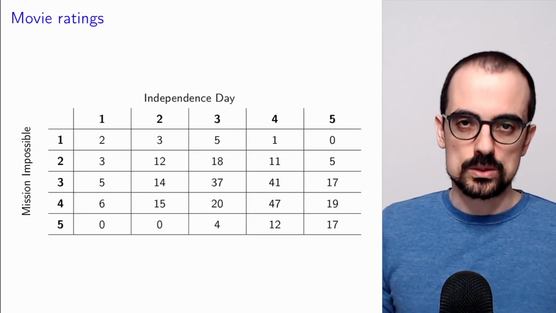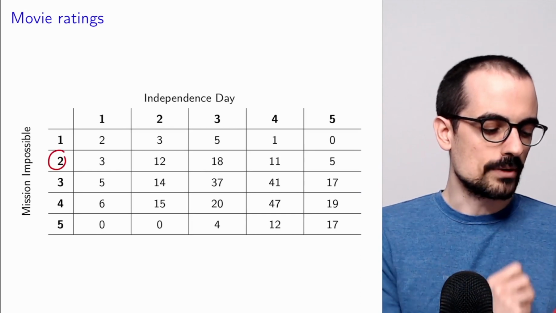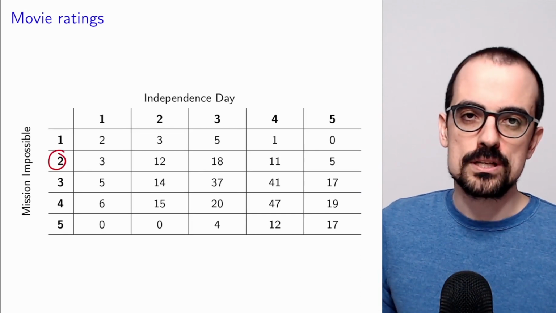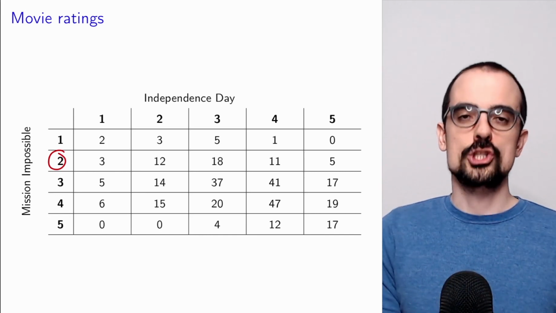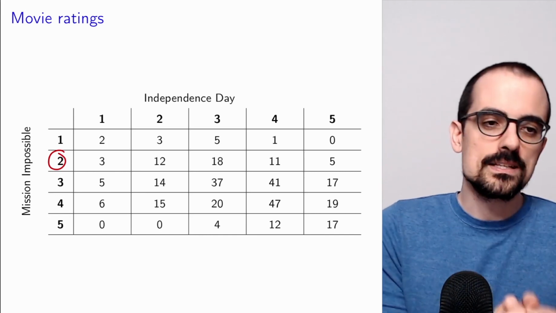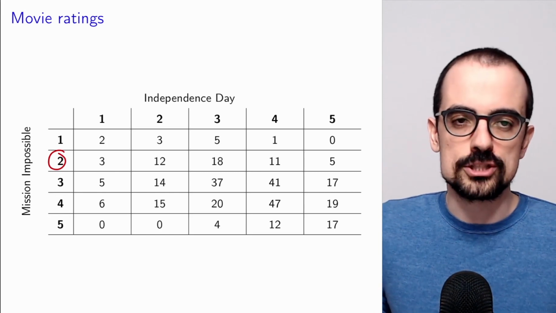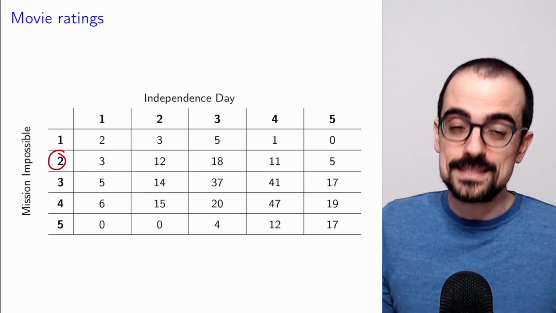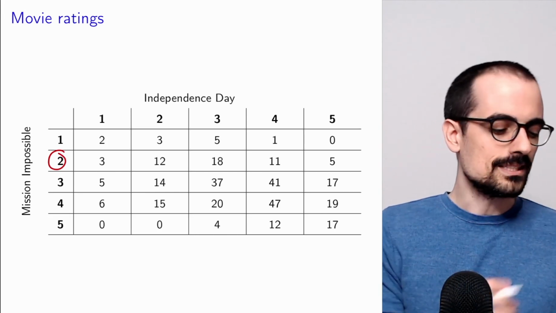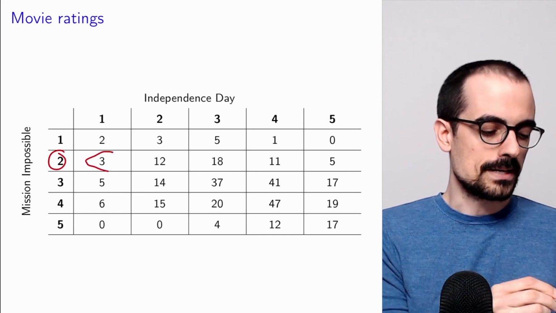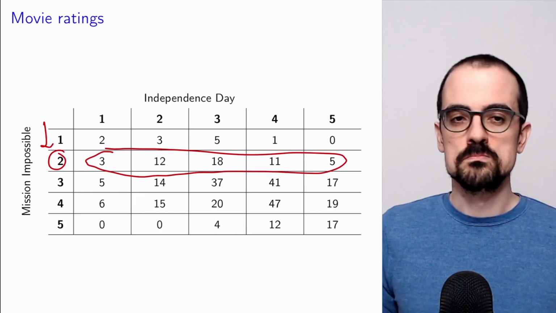So in practice, what would you do? Imagine that someone tells you that a user gave a rating of 2 to Mission Impossible. According to this estimator, you would want the conditional mean function of Independence Day given that the user gave a rating of 2 to Mission Impossible. How do you approximate that from data? This was explained in a previous video, but just to remind ourselves, you just estimate it from the corresponding past data where Mission Impossible had a 2.